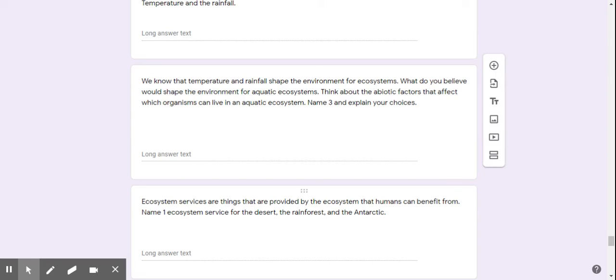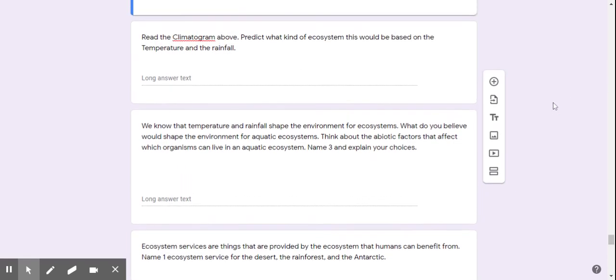There are fishermen in the Antarctic that go there specifically to fish the fish that are there. And again, ecosystem services, there are many, many of them. So don't be held down with this if you didn't write the ones that I said. There are lots of services that the ecosystems can provide for humans. But anyway, guys, with that being said, that is the end of this section.